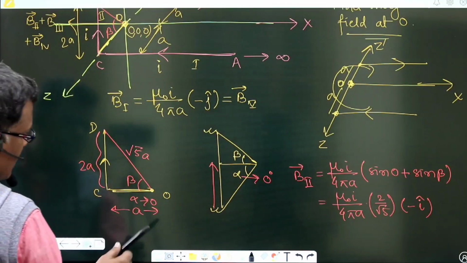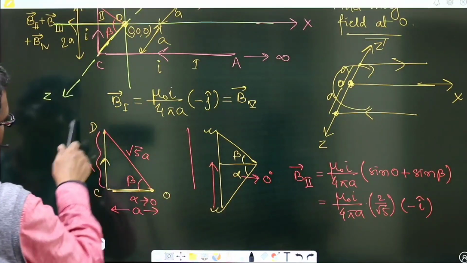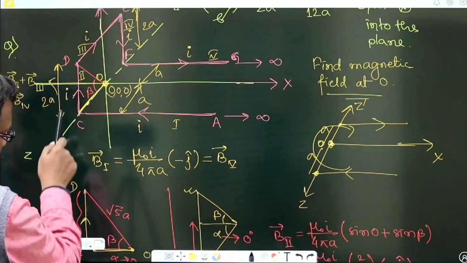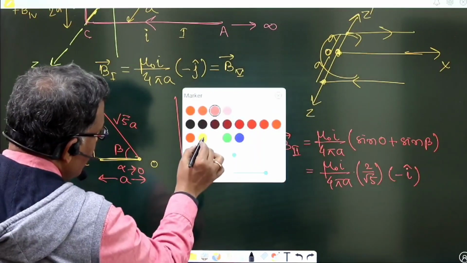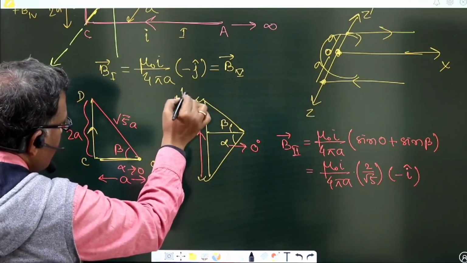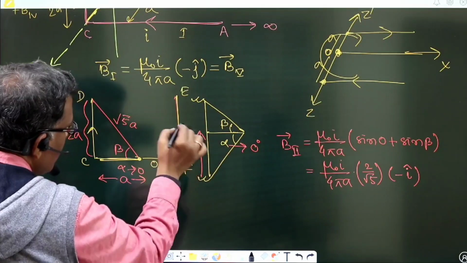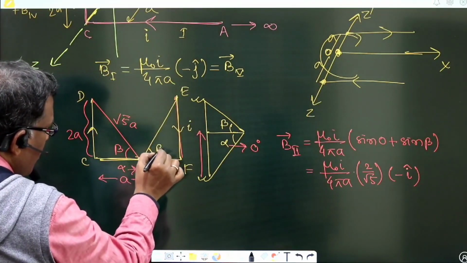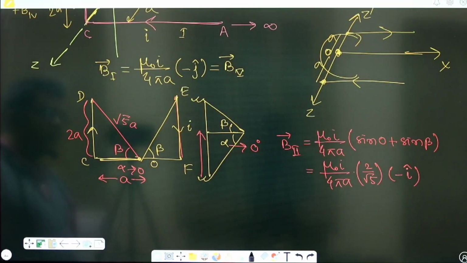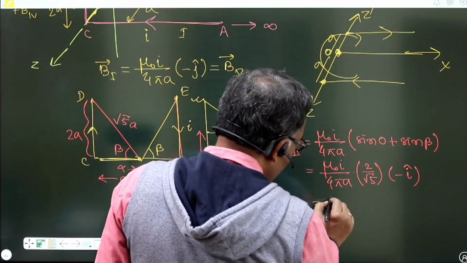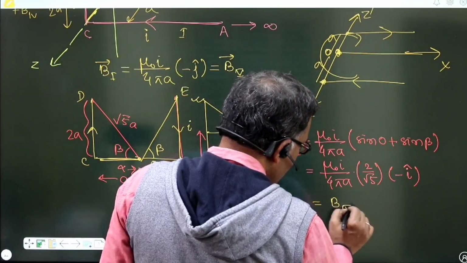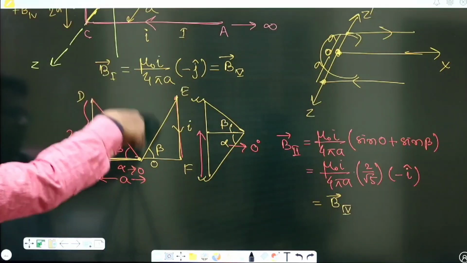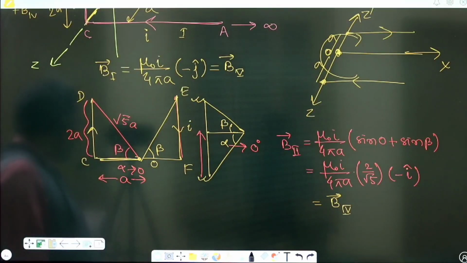Fine. The portion opposite to CD, I'm talking about EF. Can I show EF as this one? Current is this way in EF. Again the same geometry will appear for the portion EF. So will the magnetic field due to section 4 be the same as this? Same in value, and as I said, because of continuity, going inward, that is minus i.